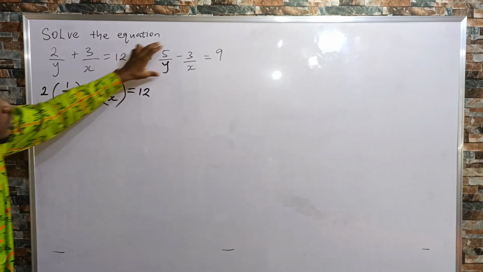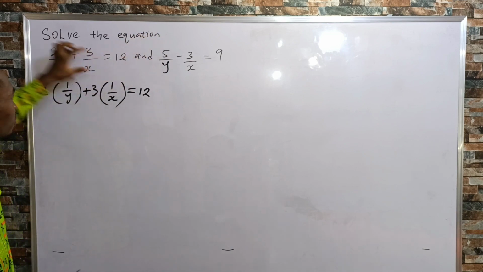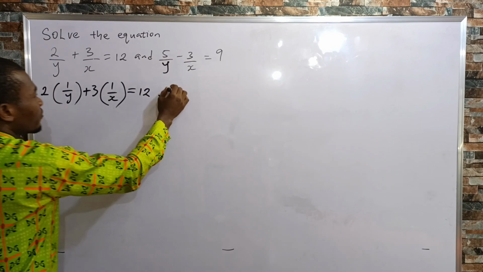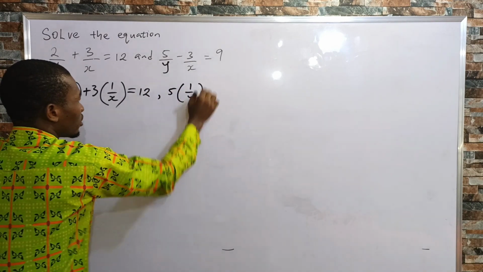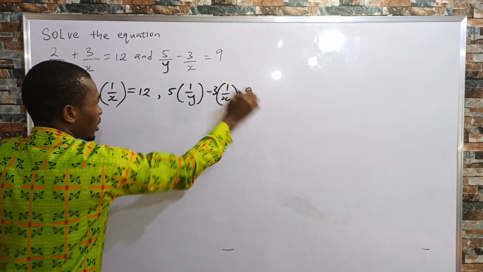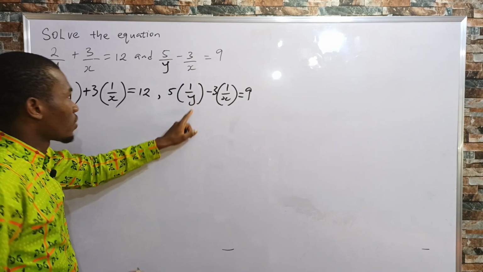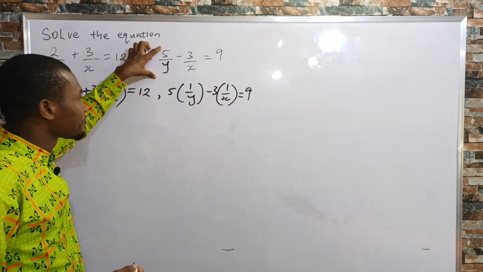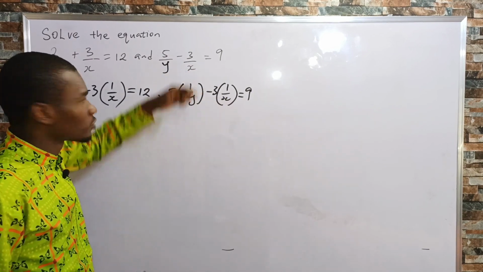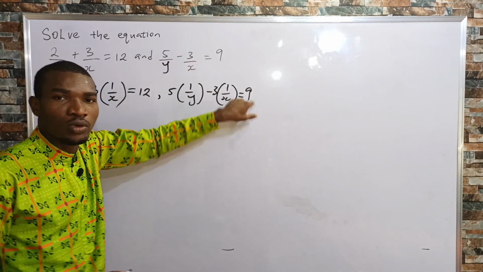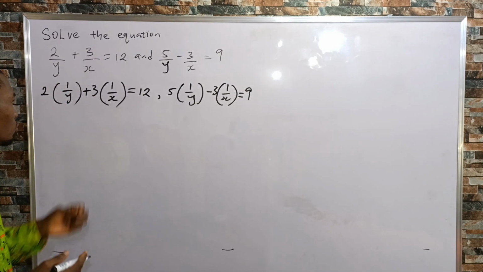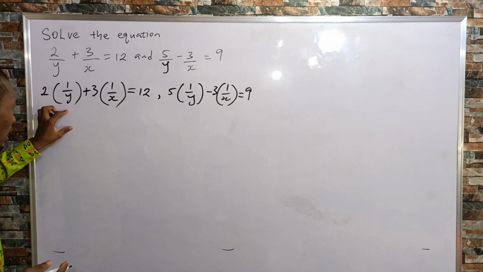Then looking at the second equation, we can do the same thing, such that we have 5 in bracket 1 over y, then minus 3 in bracket 1 over x, and that is equal to 9. Because 5 multiplying 1 over y will still take us back to 5 over y, and in the same vein, negative 3 multiplying 1 over x will still take us back to 3 over x, and that is equal to 9.